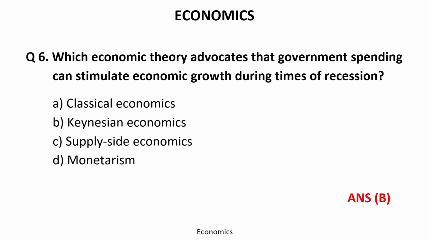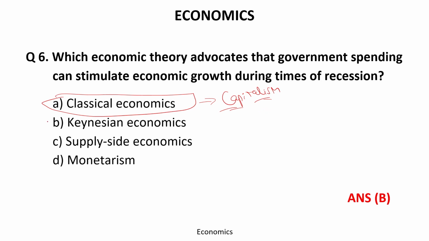Time's up. The correct answer is B, Keynesian economics. So let's understand why. First of all, we should understand classical economics. Classical economics basically defines capitalism, which simply means that government should not interfere and the market forces of demand and supply will define the market.